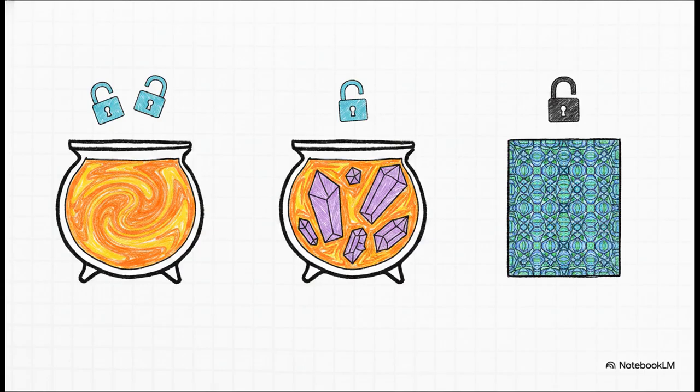But as it cools down, crystals start forming. Now you've got a liquid and a solid, 2 phases. Your freedom drops to 1, meaning if you fix the temperature, the composition of the phases is totally locked.